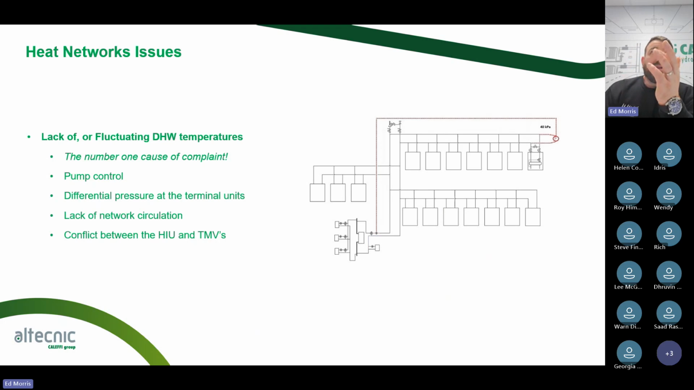So we spoke about some of the issues with networks. Lack of or fluctuating domestic hot water temperatures is the number 1 cause of complaint. People don't realise if their heating is 3 or 4 or 5 degrees low, but they certainly do if their hot water is.